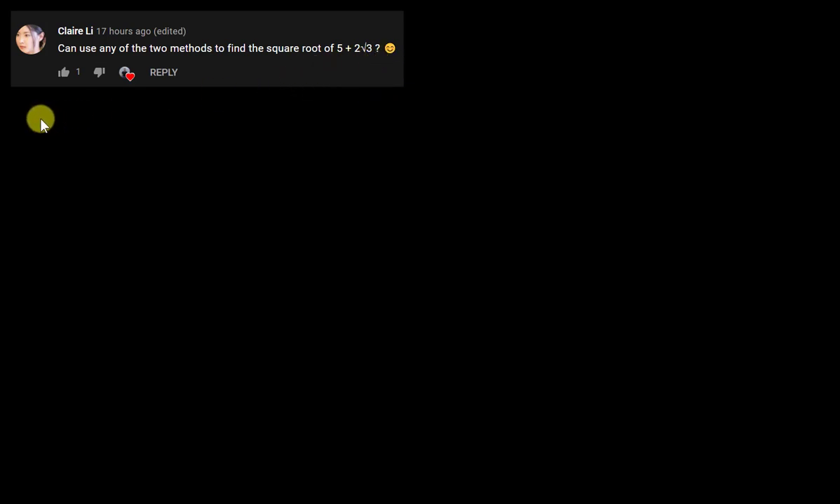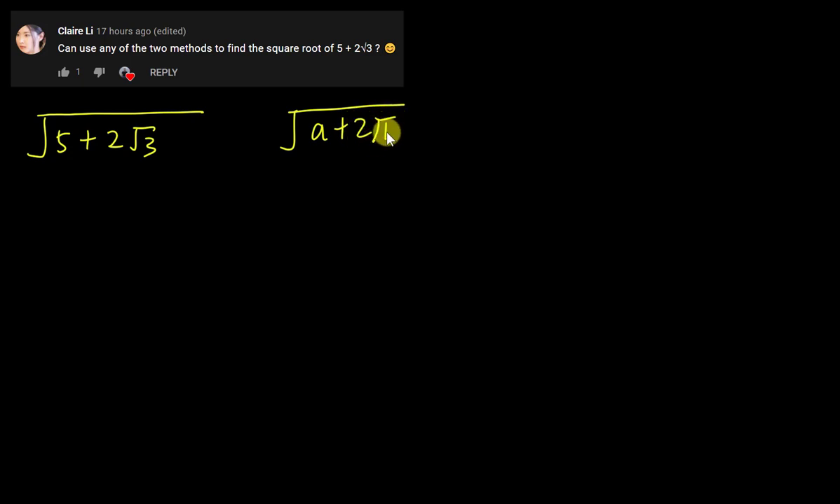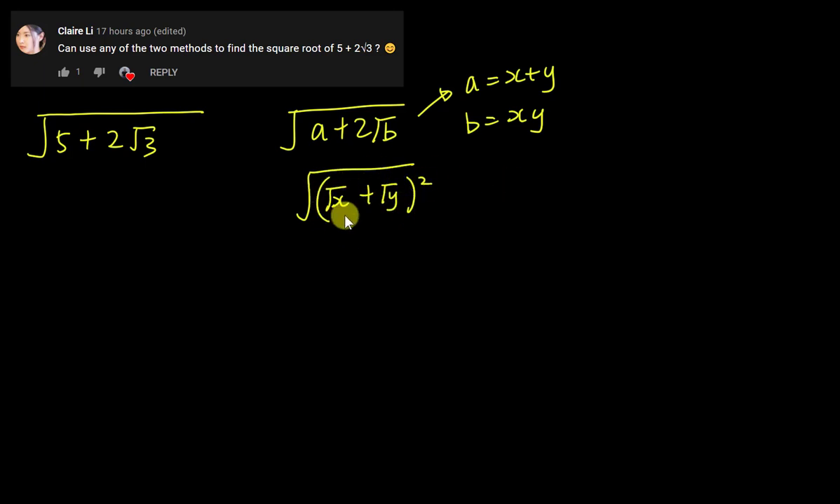So basically right now I want to do the square root of 5 plus 2 square root 3. We learned about some formula, right? The formula is something like this: a plus 2 square root b, where a is x plus y, and b is x multiplied by y. Eventually I will get something like square root x plus square root y, squared. Okay, this is my objective.